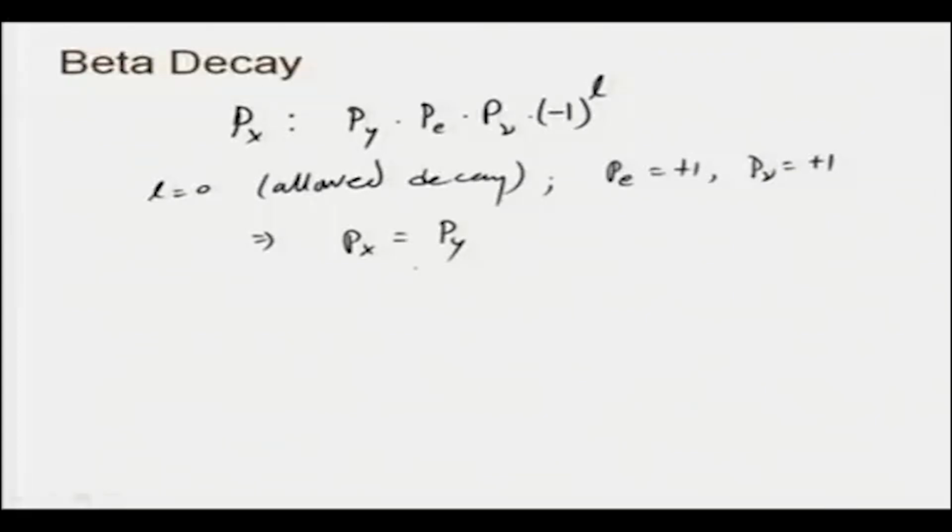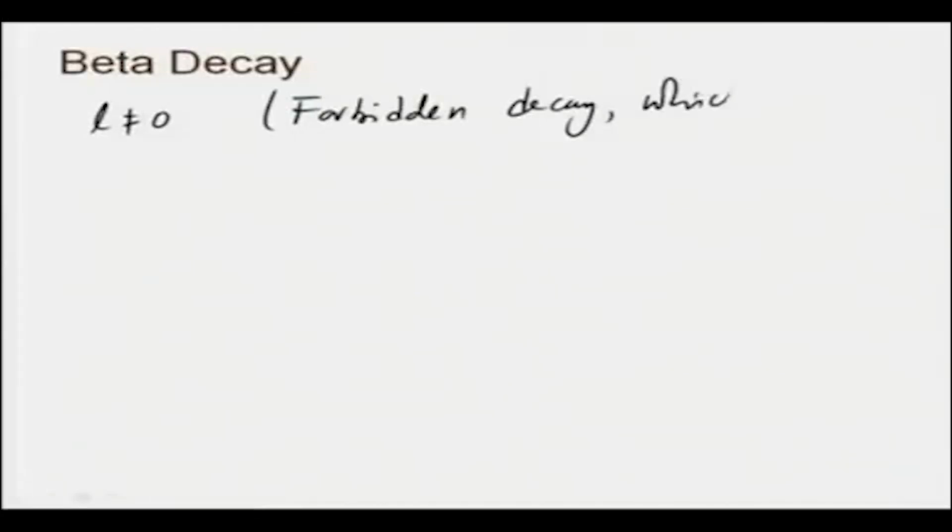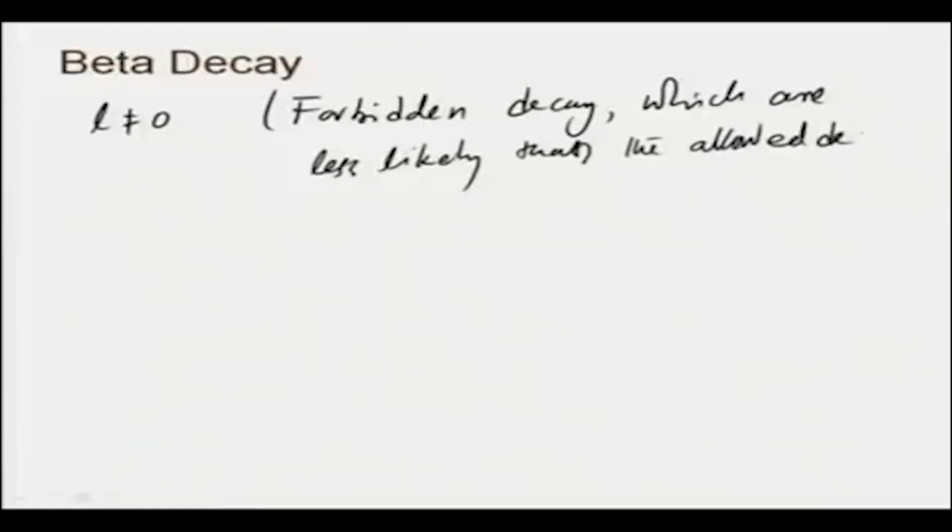Okay. So, that is one thing. Let us see what happens when L is not equal to 0. L not equal to 0 are called forbidden decay, which are less likely. The probability for that to happen is smaller, much less than the allowed decays.